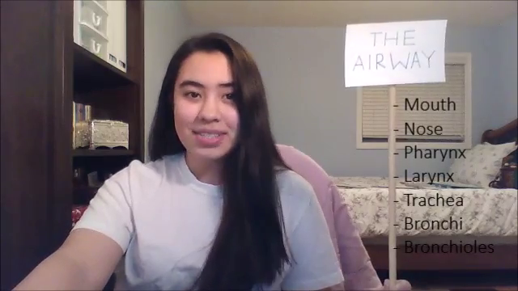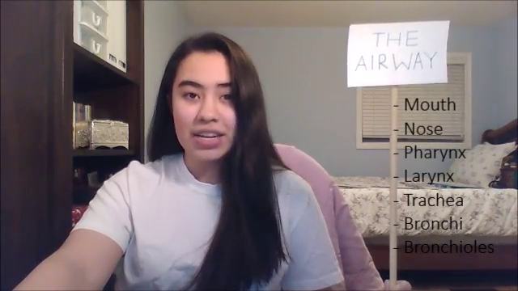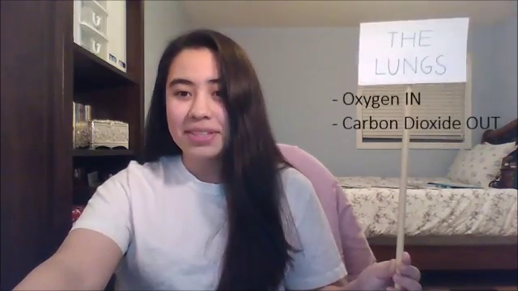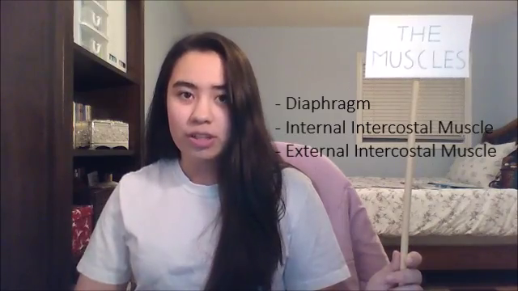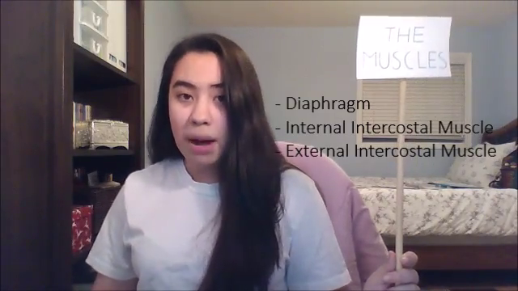There are three major parts of the respiratory system. The first one is the airway. This includes the mouth, the nose, the pharynx, the larynx, the trachea, the bronchi, and the bronchioles. The second is the lungs, which allow for the passing of oxygen into the body and carbon dioxide out of the body. And the last is the respiratory muscles. This includes the diaphragm and the internal and external intercostal muscles that work together to pump and push air into and out of the lungs during breathing.